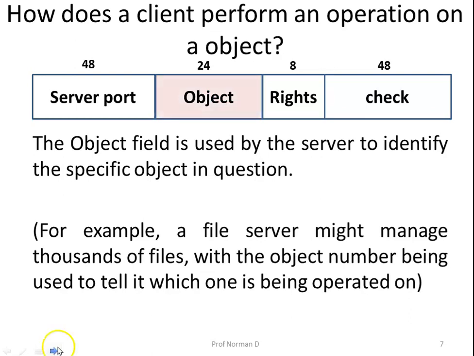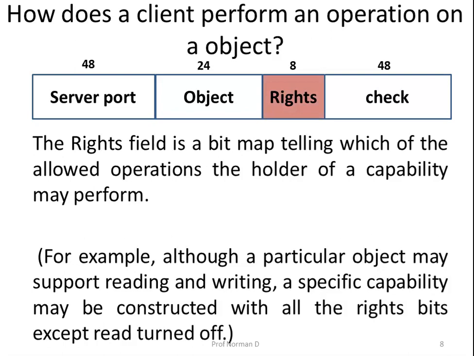The next field is the rights field. The rights field is a bitmap telling which of the allowed operations the holder of a capability may perform. For example, although a particular object may support reading and writing, a specific capability might be constructed with all the write bits turned off, except the read bit.